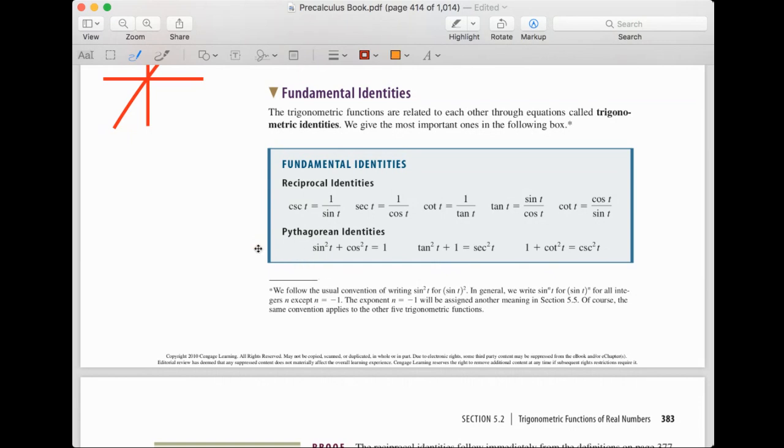So the number 1 is very important. The first one is super important. We should remember it in our head: sine squared plus cosine squared equals 1. Sine squared of the angle t plus cosine squared of the same angle equals 1. So this is a super important property.